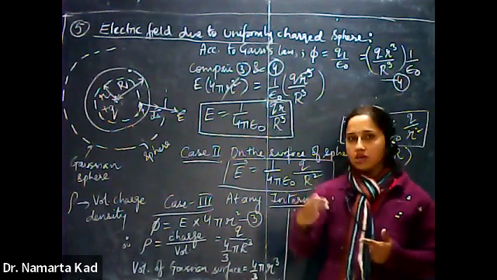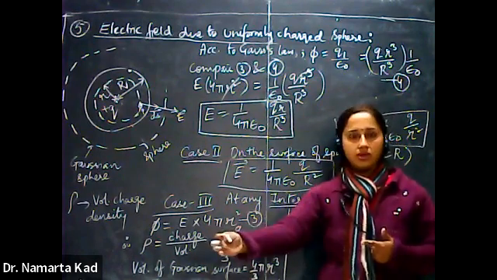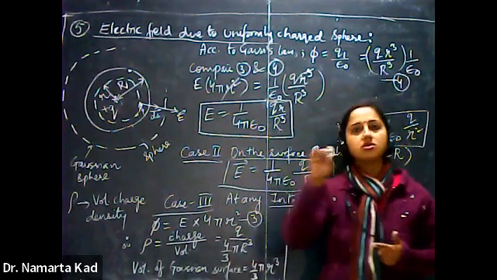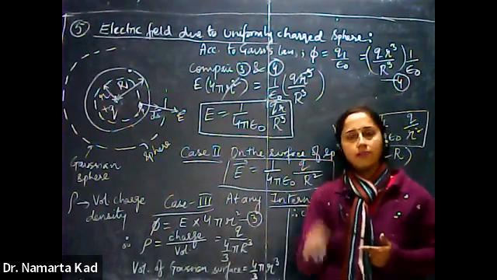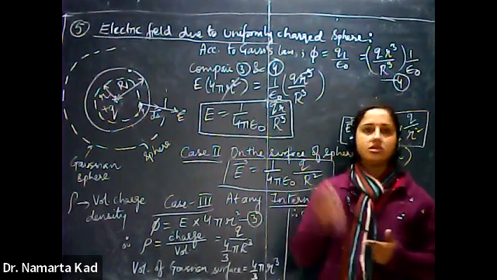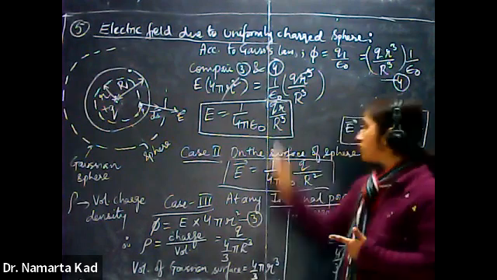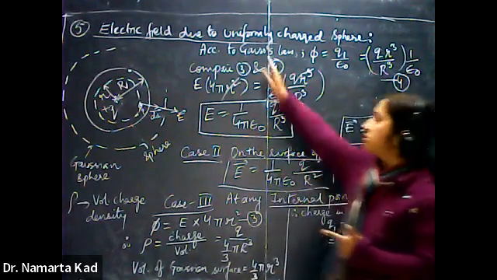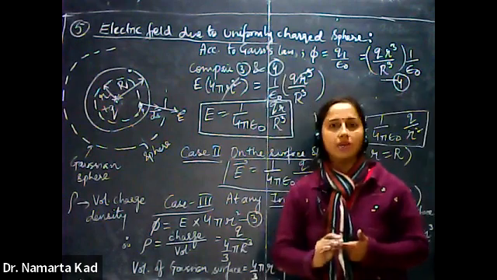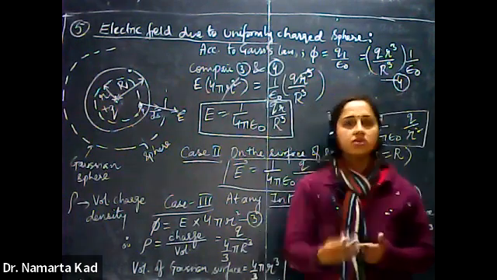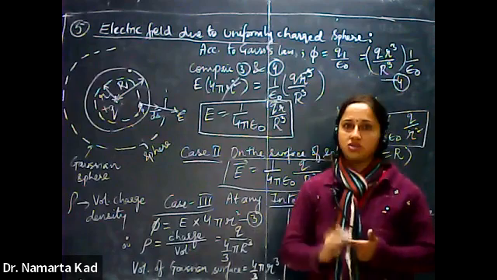In the first case, the Gaussian surface is outside. In the second case, the Gaussian surface is on the surface of the sphere. And in the third case, the Gaussian surface is taken internally. So these are the three results for this fifth application, that is the case of volume charge distribution.